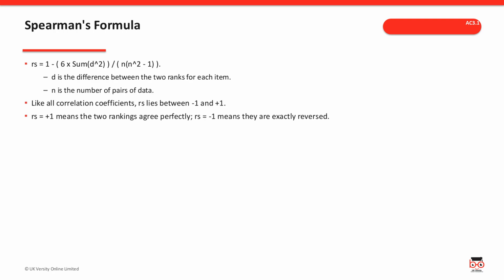The formula is Spearman's coefficient equals 1 minus the quantity 6 times the sum of d squared, all over n times the quantity n squared minus 1.